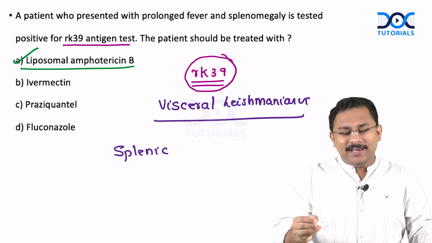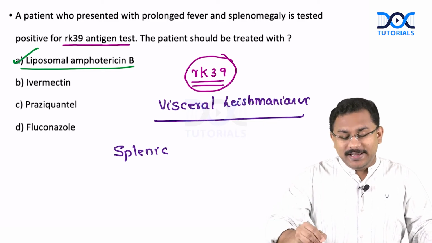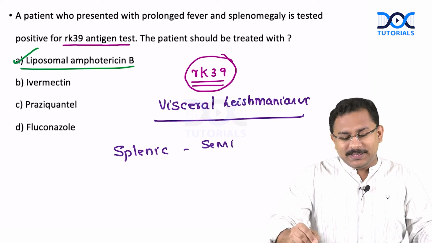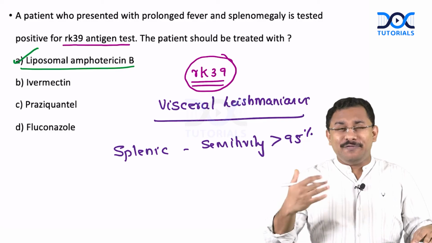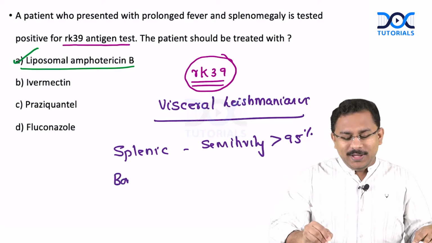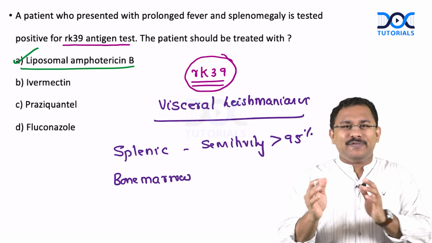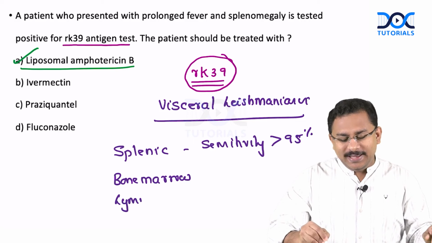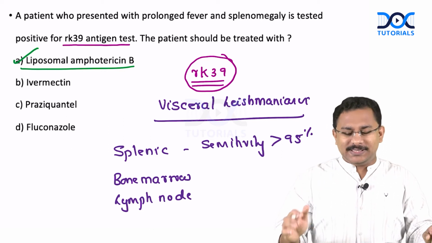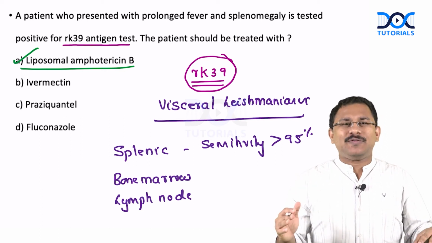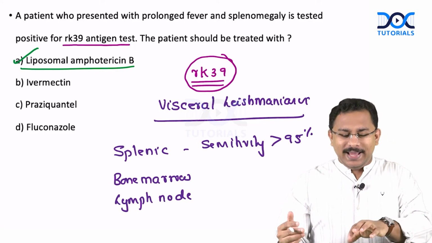Okay, you can go for the splenic smears. In fact, the splenic smears, the sensitivity is above 95%. So splenic smears, demonstration of amastigotes, very high sensitivity. Followed by you have bone marrow, where the sensitivity is around 60 to 85%. Followed by the lymph node aspirates, okay, where the sensitivity is roughly around 50%. Okay, so these are some of the extra points that I want you to know. For this question, the answer is going to be liposomal amphotericin B.